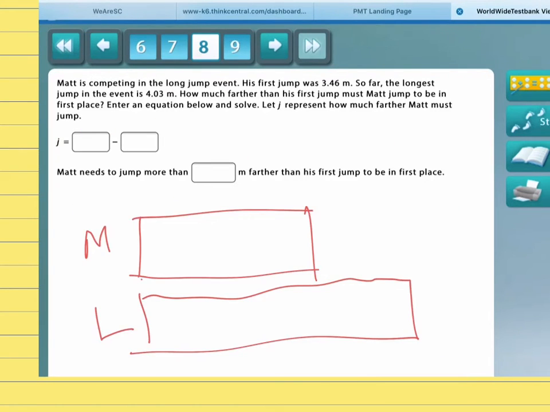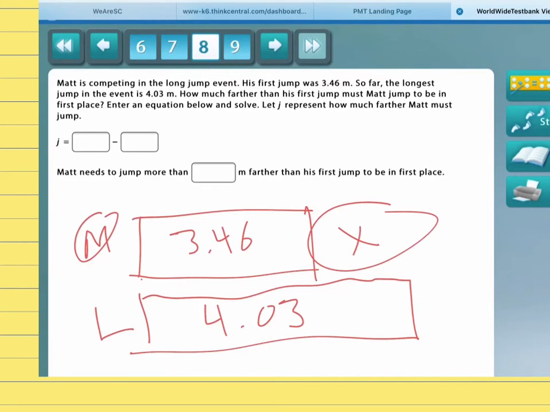So it's a word problem, so we're going to unpack it. Matt is competing in a long jump event. His first jump, here's Matt right here, was 3 and 46 hundredths. So far, the longest jump in the event has been 4 and 3 hundredths. How much farther must Matt jump in order to be in first place? So this is a classic comparison bar model with the difference right here being our answer.